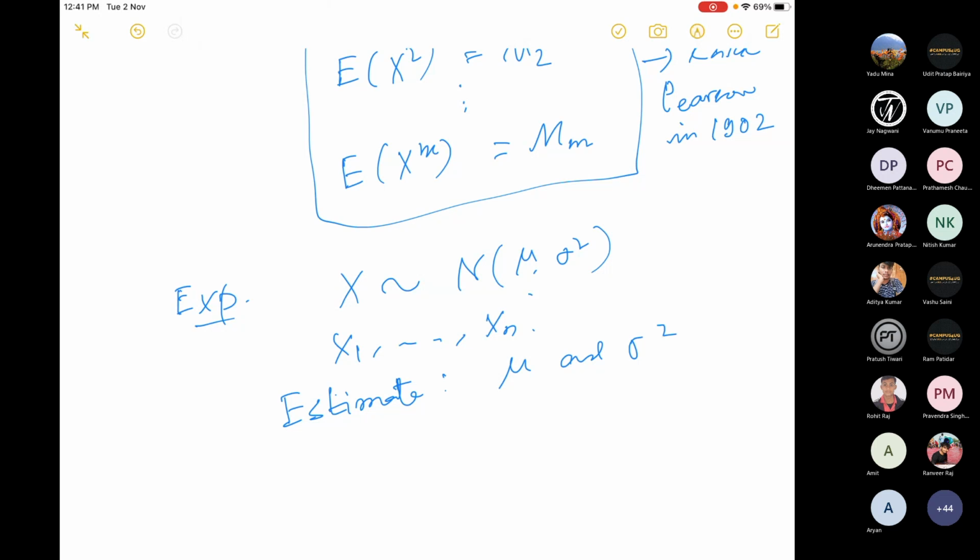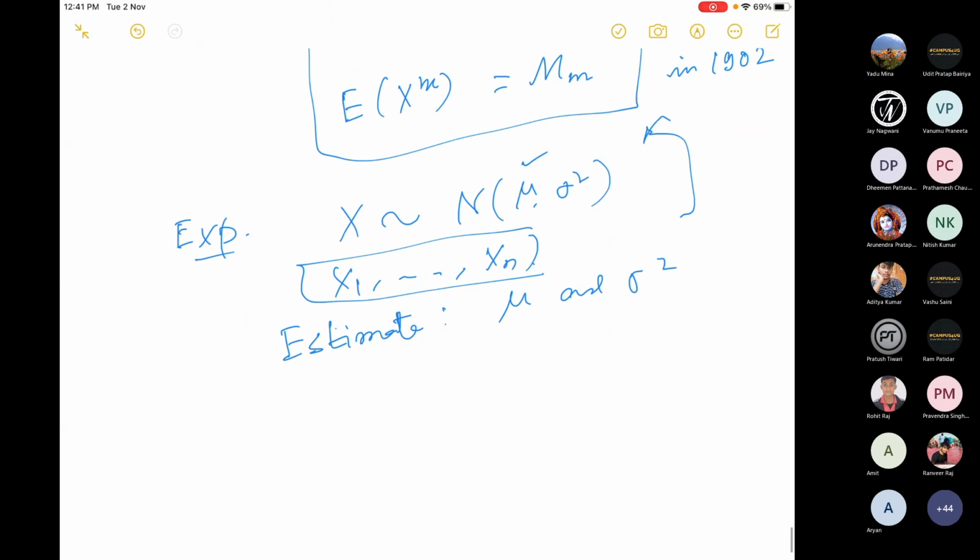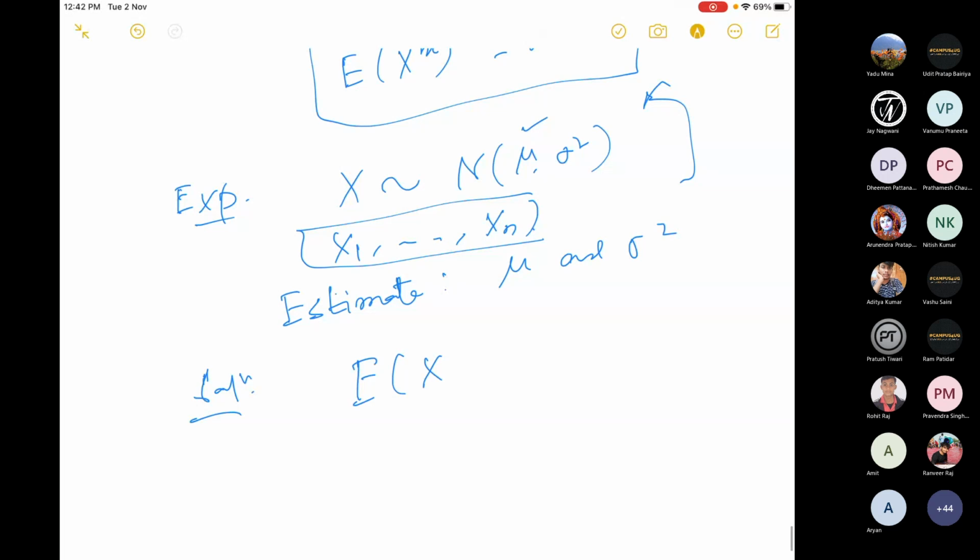For a practical problem, we have these values, but I'm doing it theoretically, meaning these are random variables. Now I have to find some function of x1, x2, xn, some statistic, which will estimate mu using this method. So what is the solution? E x is what? I know that it is normal, so E x is mu. And E x square is what? It is mu square plus sigma square. You can calculate and check.